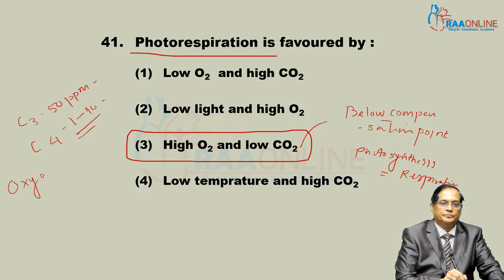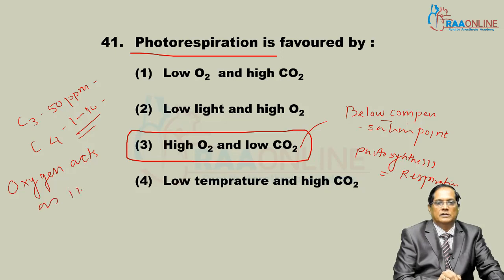Oxygen acts as an inhibitor of photosynthesis in C3 plants.